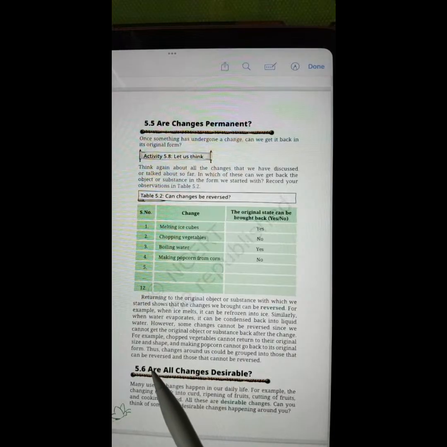For example, chopped vegetables cannot return to their original size and shape, and making popcorn cannot go back to its original form. Thus, changes around us could be grouped into those that can be reversed and those that cannot be reversed. 5.6 Are all changes desirable?